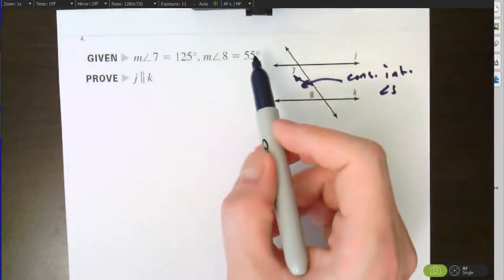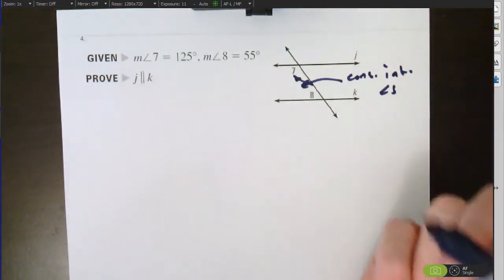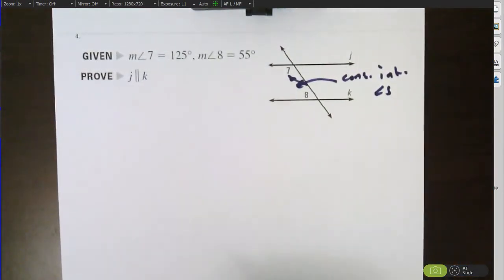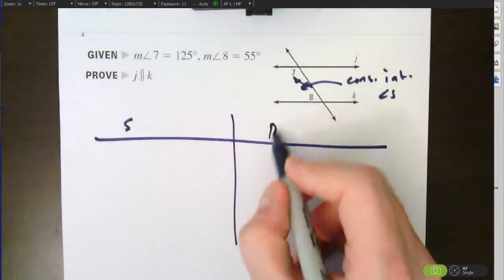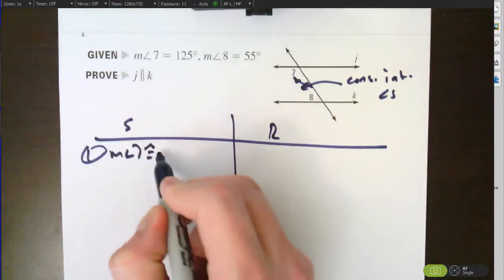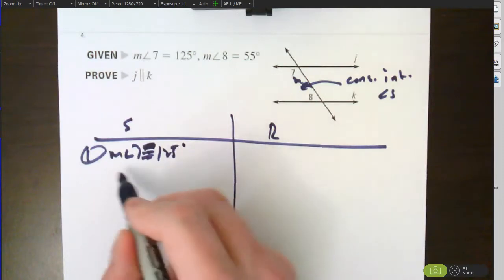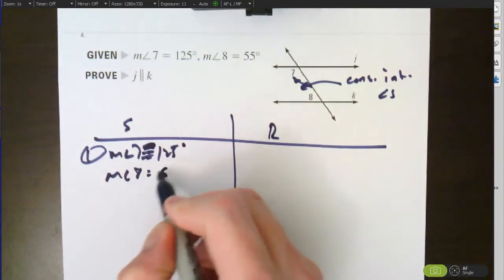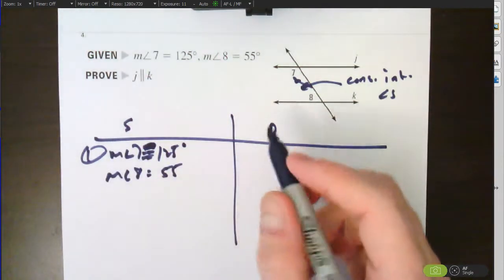So do 125 and 55 add to 180? Yes. So really that's the trick to this problem: how do I explain that those two angles add to 180? So here's how we go about doing that in a two-column proof. Step 1, given: the measure of angle 7, not congruent, it's equal to 125. The measure of angle 8 is equal to 55. Now I wrote it this way on purpose, not just because I'm sloppy and lazy.